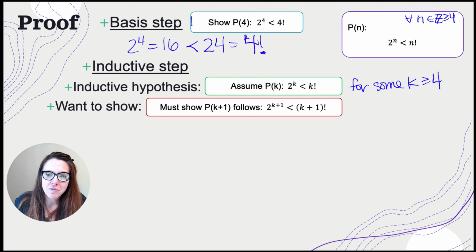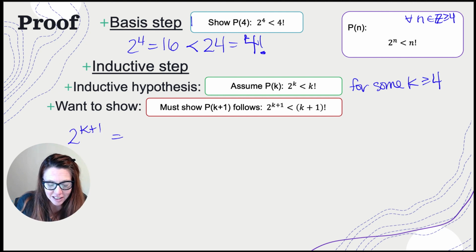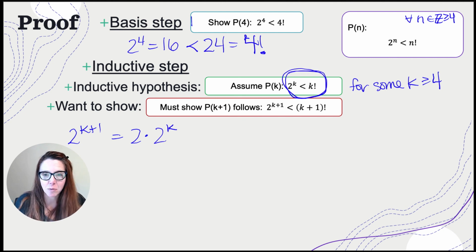So this is more straightforward than you might think, and that is we have 2 to the k plus 1. I know that this is equal to 2 times 2 to the k, and I want to get it in terms that I feel happy playing with. I have assumptions around 2 to the k and k factorial and how they're related. So if I can get to a point where I see 2 to the k in my terms, I know I have an assumption that I can work with.